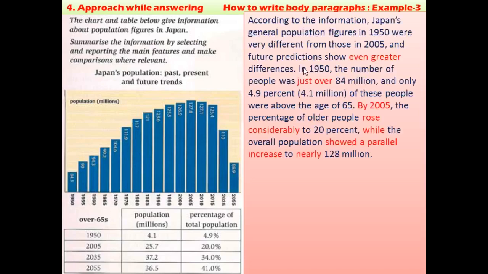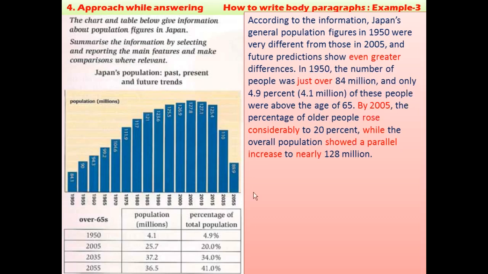According to the information, Japan's general population figures in 1950 were very different from those in 2005, right? So you can see here 2005 and 1950. And future predictions show even greater differences. You have to keep in mind if there is any future prediction, because it goes up to 2055. In 1950, the number of people was just over 84 million, and only 4.9% of these people were above the age of 65.